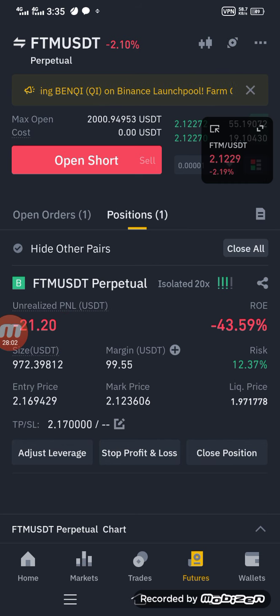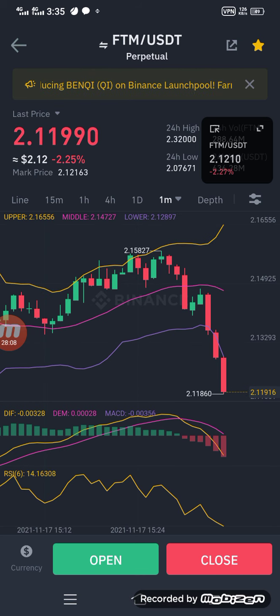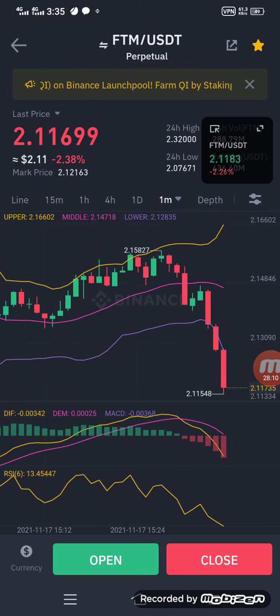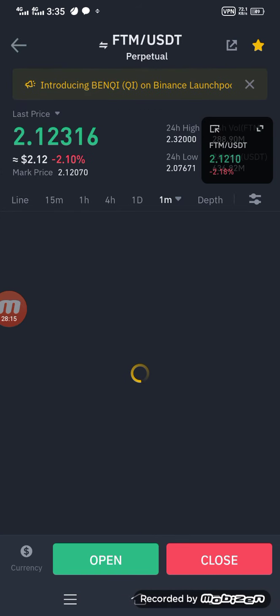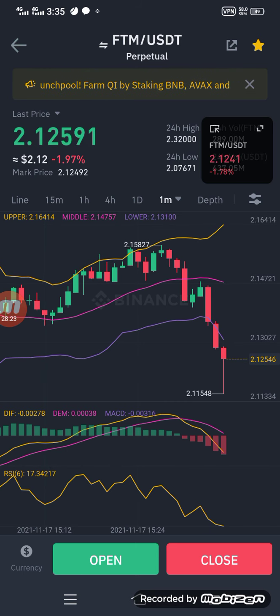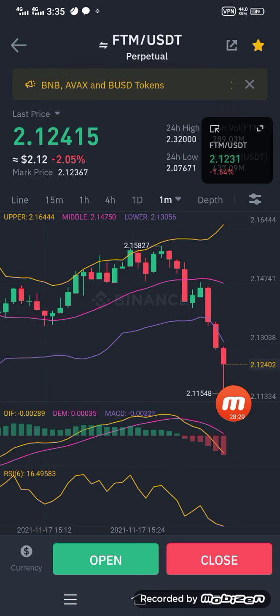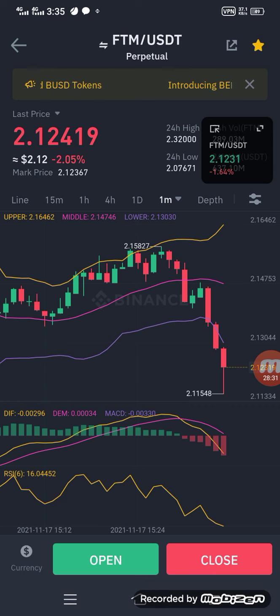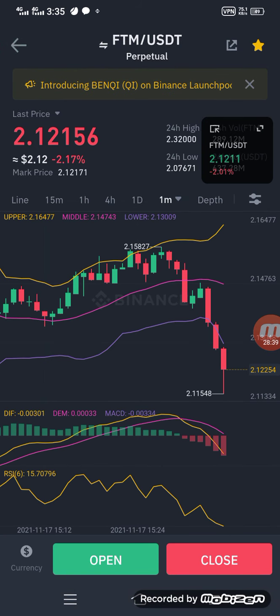The dump is coming so big. See, I'm already in loss. And the dump is coming more and more. That's 23 loss. So it's the crypto, guys, it's happening with crypto. That's why I told you crypto is very risky. Sometimes you will be in loss, sometimes you will be in profit.